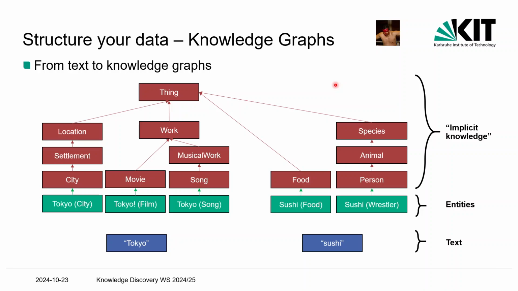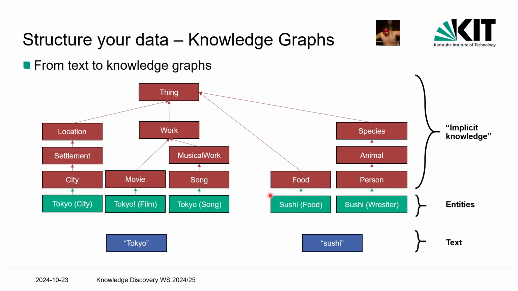Yes, so this is a sample knowledge graph where we have for the text Tokyo. Well, Tokyo can mean different things. It can be the city. There's a movie that's called Tokyo, and there's a song, or multiple even. So in a knowledge graph, we can store all kinds of information. We can store this level of information here that's entities, as we may call them.